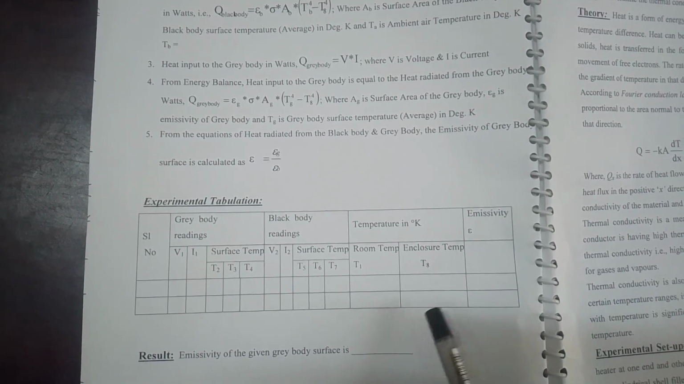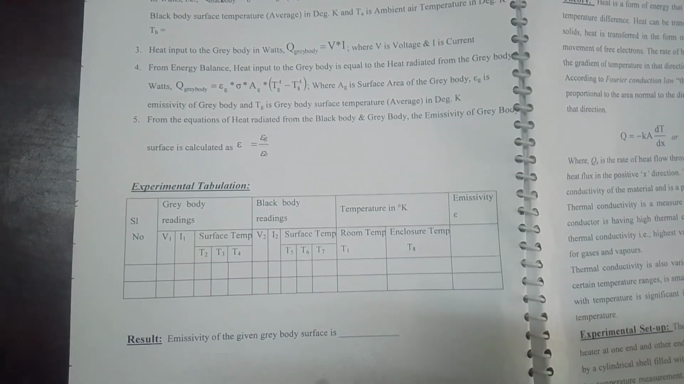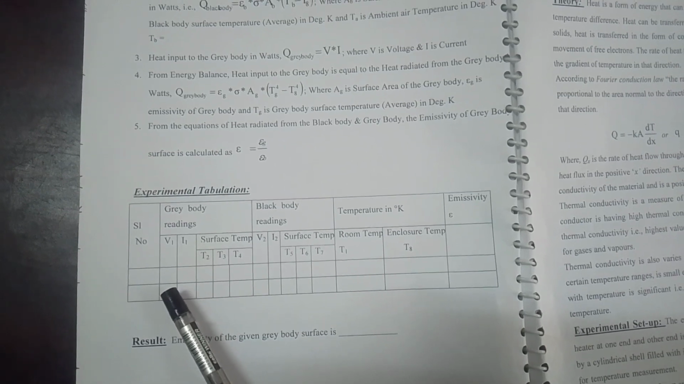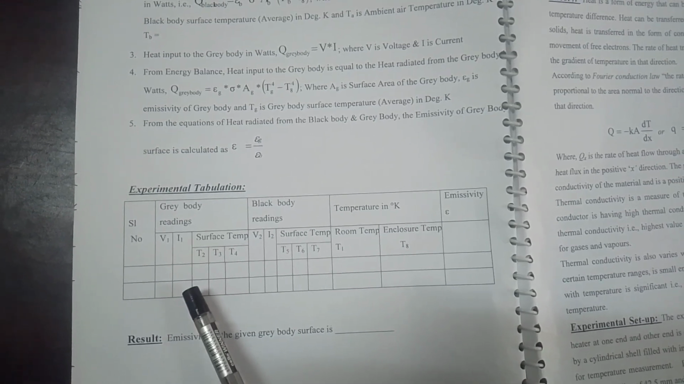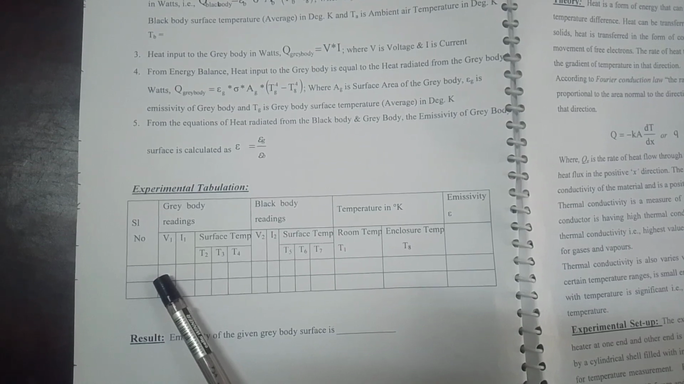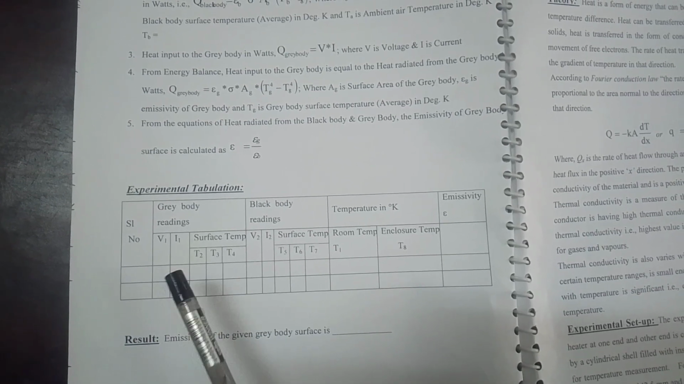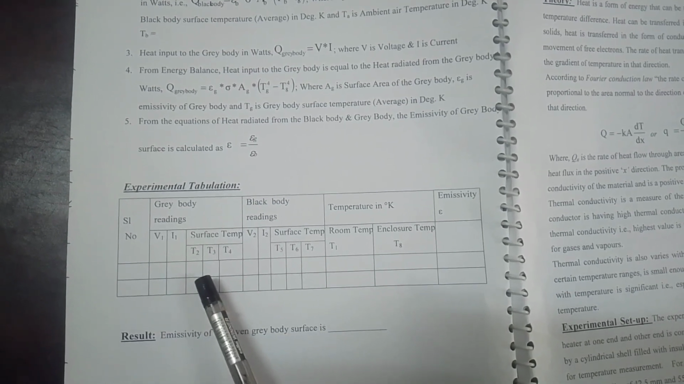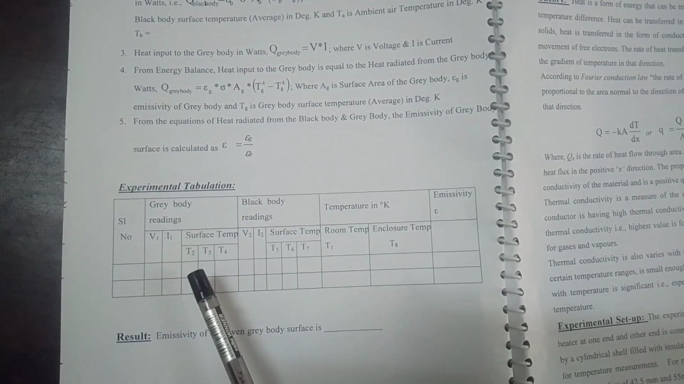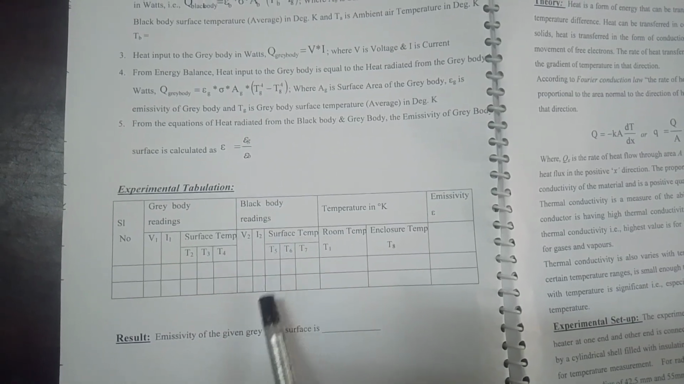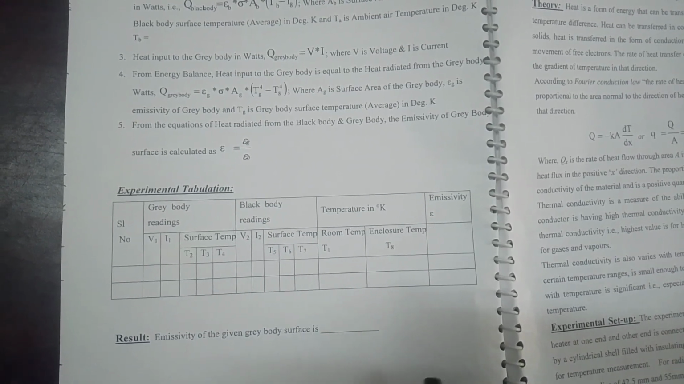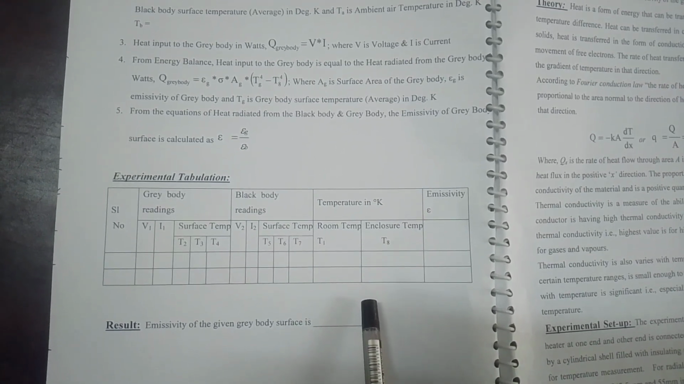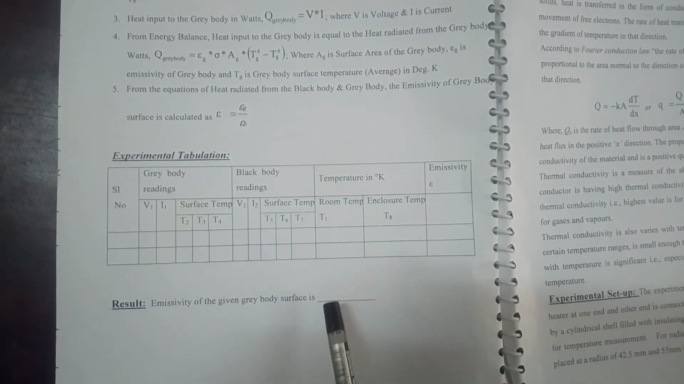Now we have a tabular column. In this tabular column we have divided into grey body and black body. Whatever voltage we note down for the grey body, we note here in the voltage and ammeter columns. The same thing is found here also. The surface temperatures are T2, T3, T4 with respect to the grey body, and for the black body they are T5, T6, T7. You can take those readings from the indicator. Then we find out the room temperature and the enclosure temperature.